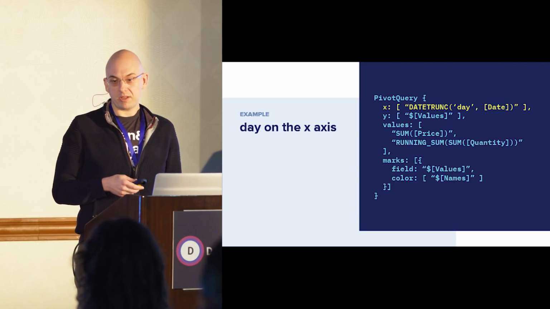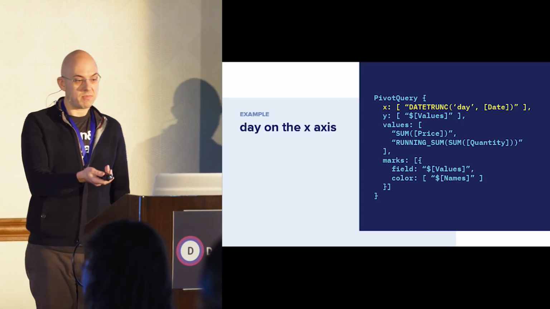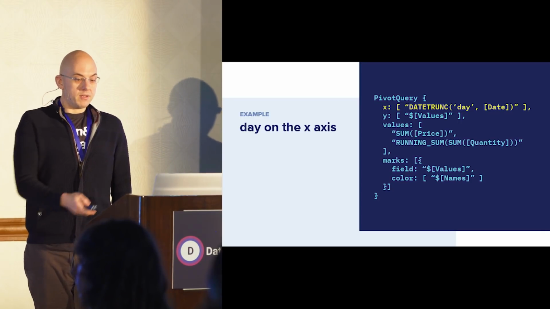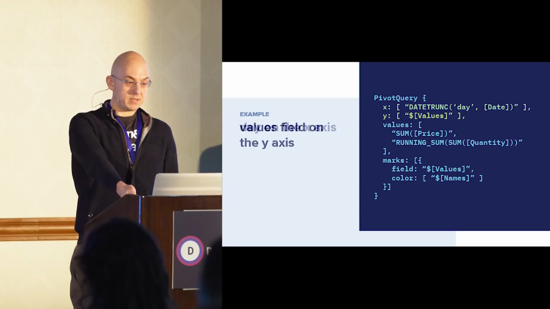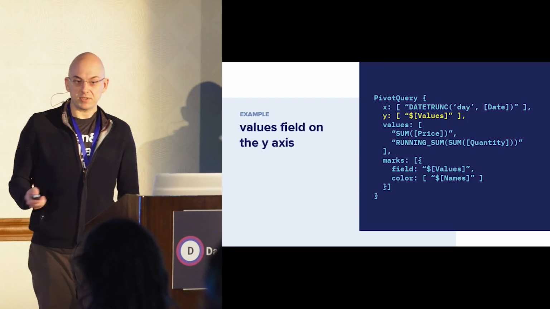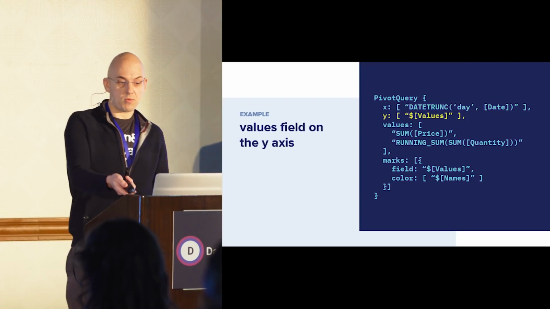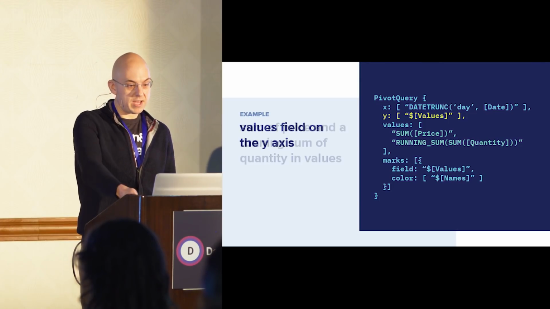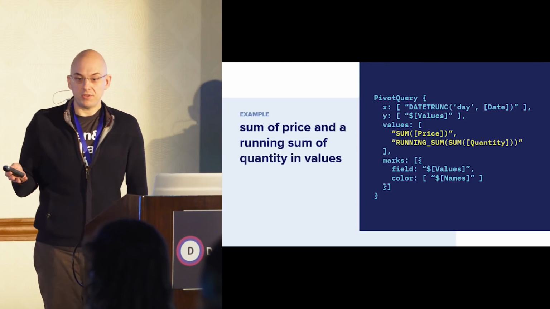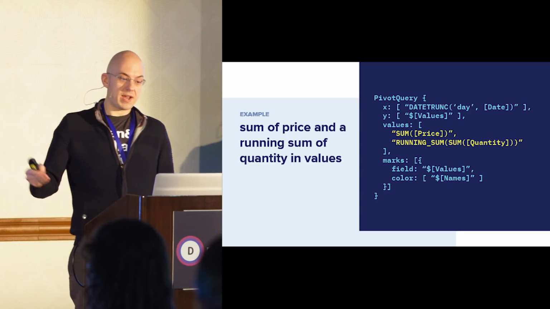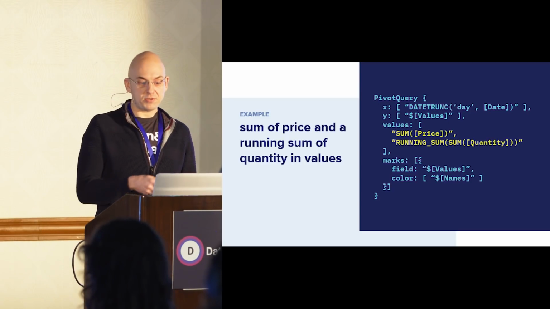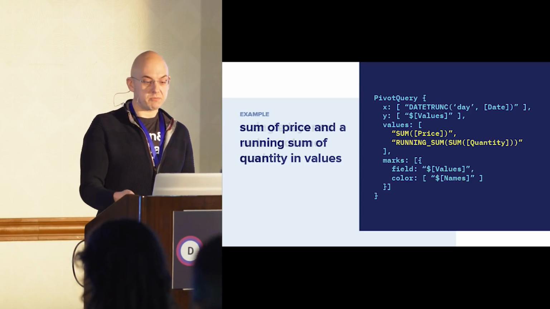So here we have a formula, date trunc day, on the x-axis, map to x. Do it for me, y. All right, we have our values field, which is that special field I was mentioning, mapped to our y-axis. We want to see that drawn on the y-axis. We have values. So these are the two fields that actually are being represented by that values formula. We have sum and running sum of quantity.